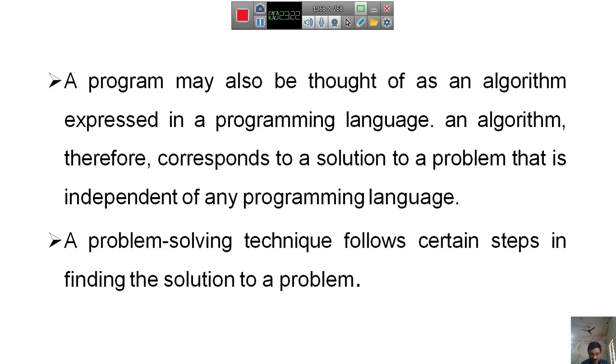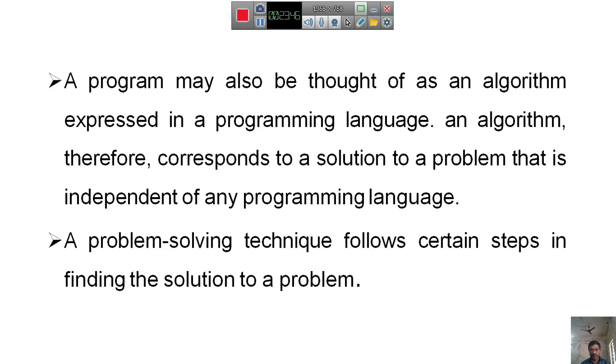The algorithm does not belong to any programming language. A program may also be thought of as an algorithm expressed in a programming language. An algorithm therefore corresponds to a solution to a problem that is independent of any programming language. A problem-solving technique follows certain steps to find the solution of that problem.